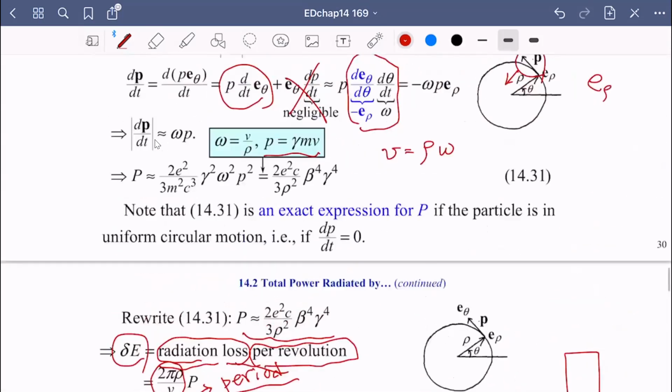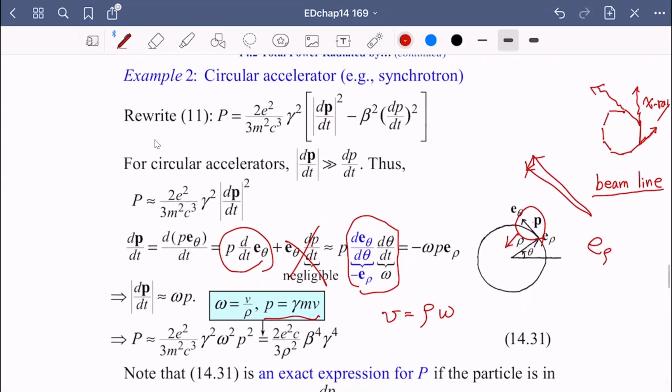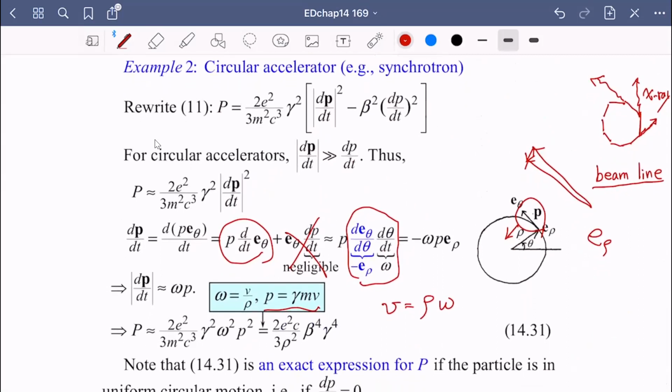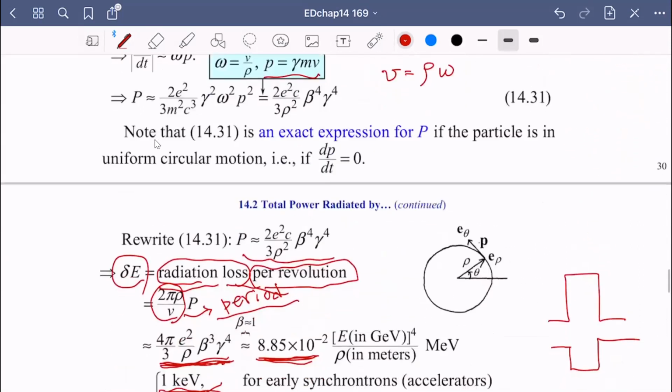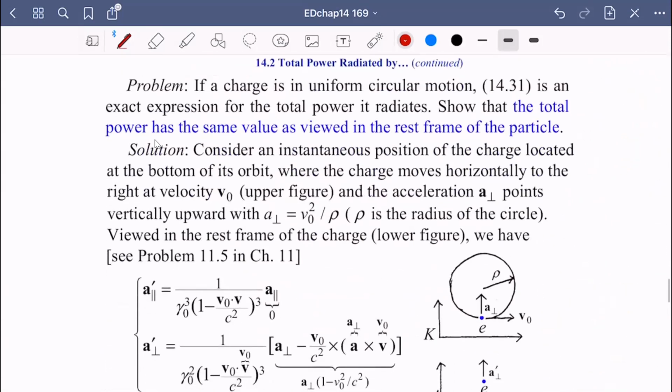Okay, so we have two cases. One is circular motion, the other is linear motion. Circular accelerator, and the other is linear accelerator. Two different conditions. Let's consider another case.